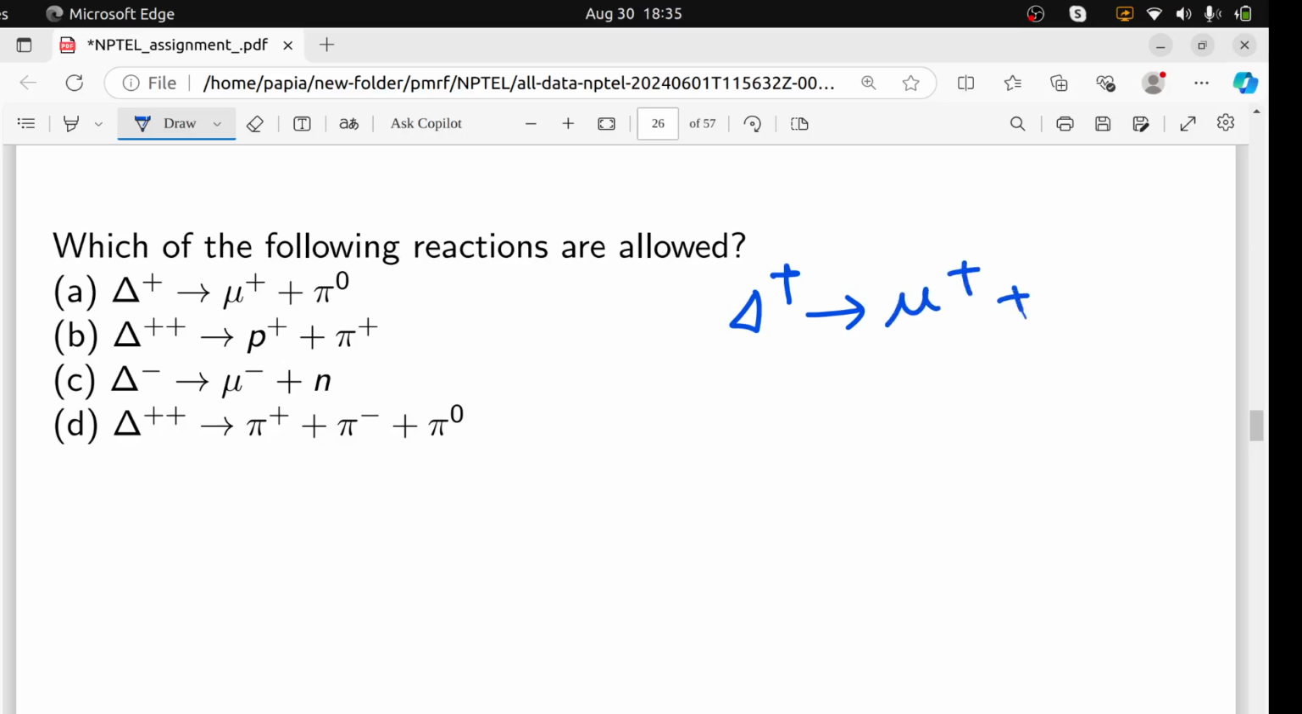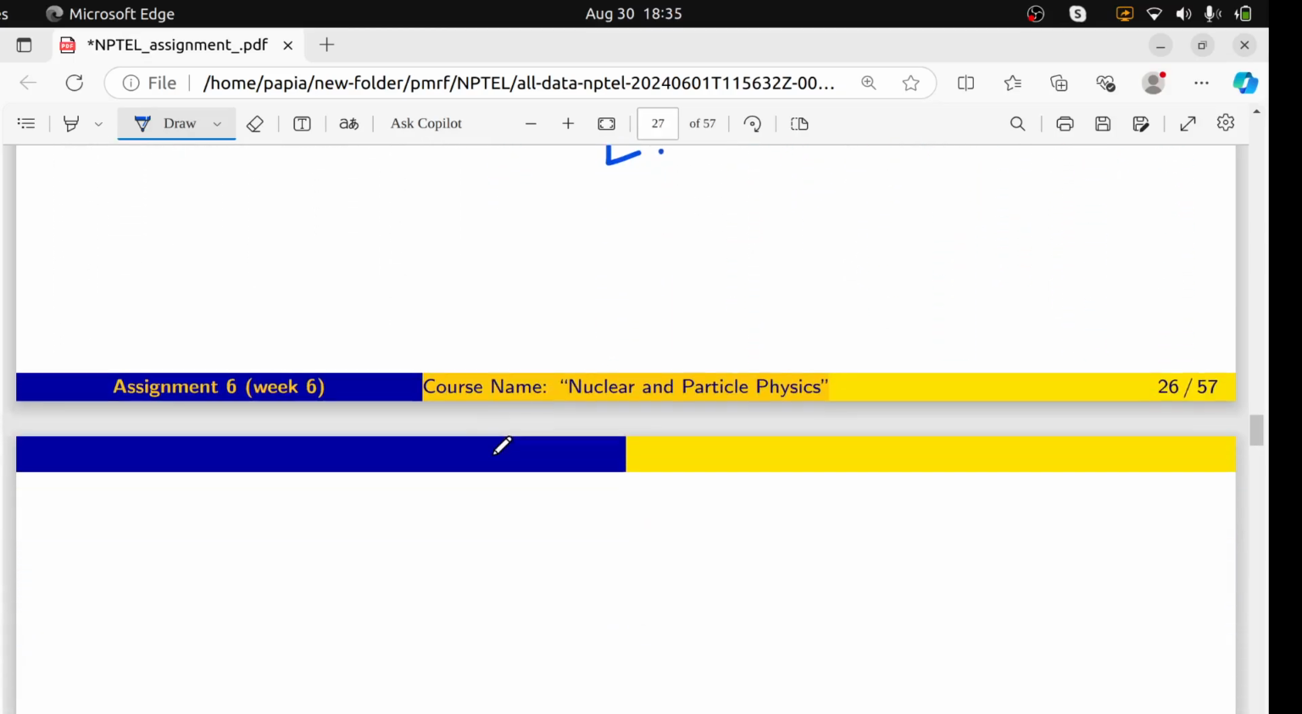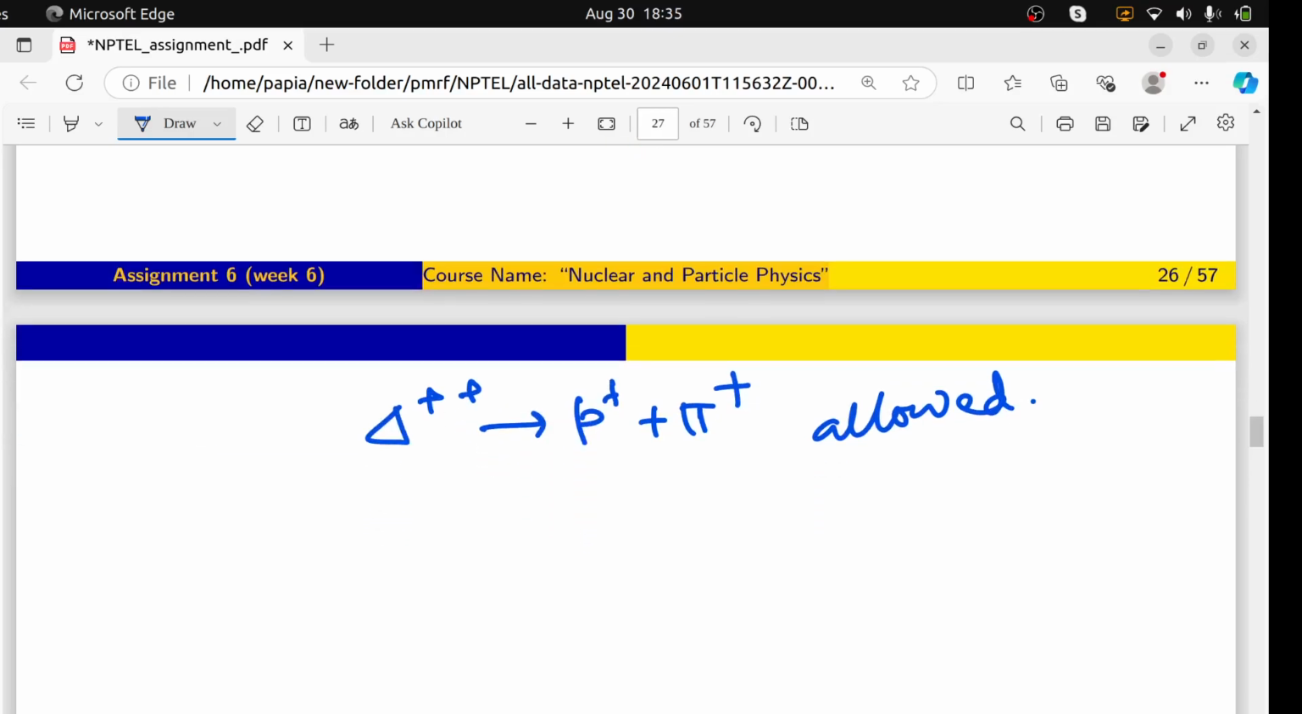Mu plus pi 0. Q, B, L. Q: 1, 1, 0. Baryon: this is baryon. This is lepton. This is also meson. So it is not conserved. That means this is not allowed. Now pi plus, p plus. I think it's already done. Delta plus plus going to p plus pi plus. We saw that this is allowed, right? Just some time ago we saw that one.